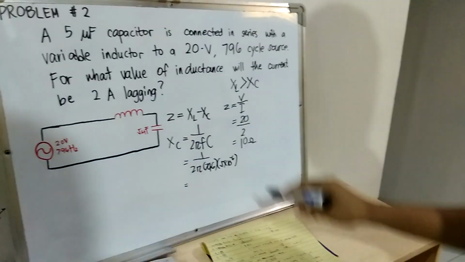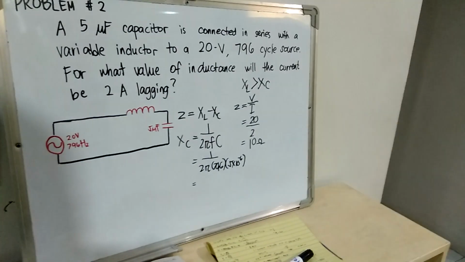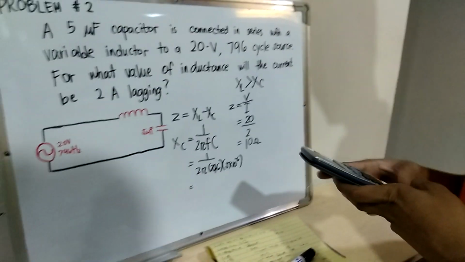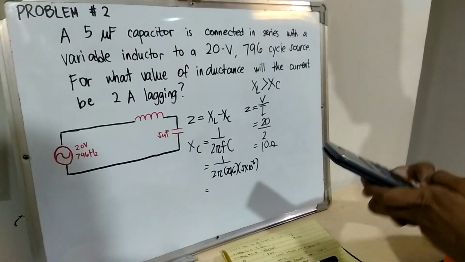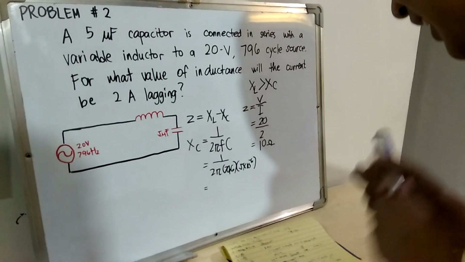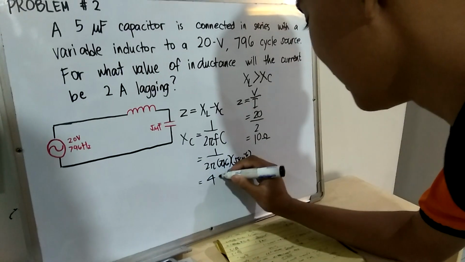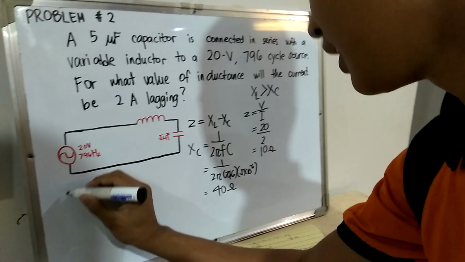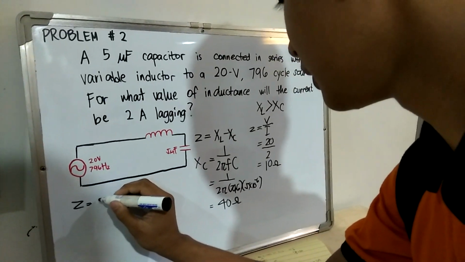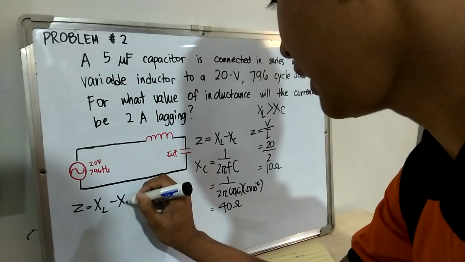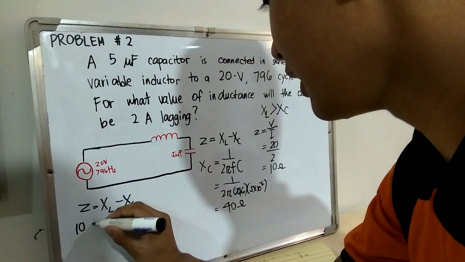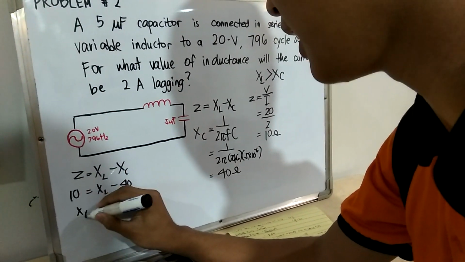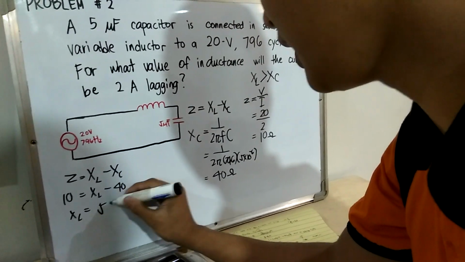So to figure out the value, we have to get our calculator. So here we go. So the value is equal to 40 ohms. So Z is equal to XL minus XC. Substitute: 10 ohms is equal to XL minus 40. So we get XL is equal to 50 ohms.